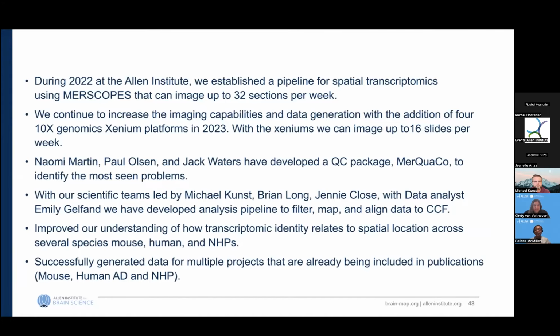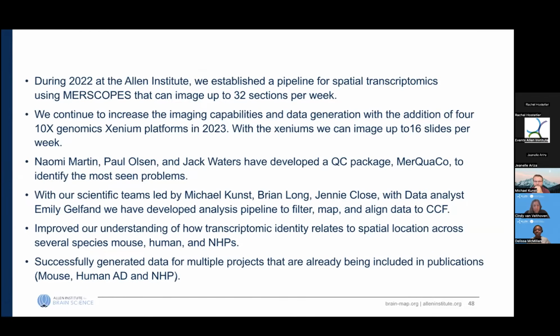In summary, during 2022, the Allen Institute established the pipeline for spatial transcriptomics using MERScope, which we have now increased up to 32 sections per week. We continue increasing our capacity, and we're hoping to increase our capacity even further with tweaking of the bench work.